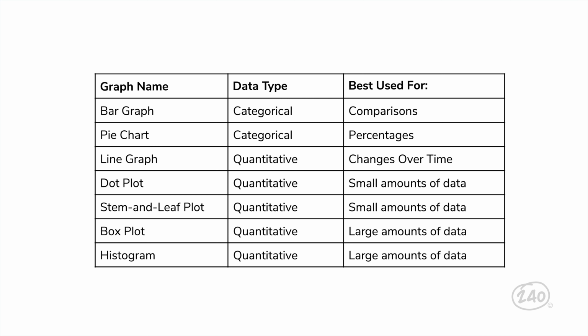If you're working with categorical data, choose a bar graph or pie chart. If you're working with quantitative data, you've got some more options. Line graphs track changes over time. Dot plots and stem and leaf plots are best with small data sets, and box plots and histograms are better with large data sets.